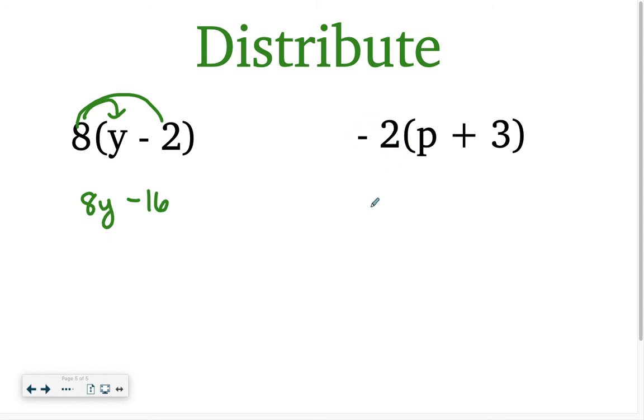Hopefully you said negative 2 times p is negative 2p. Negative 2 times 3 is negative 6 or minus 6. And you ended up at this for a final answer.